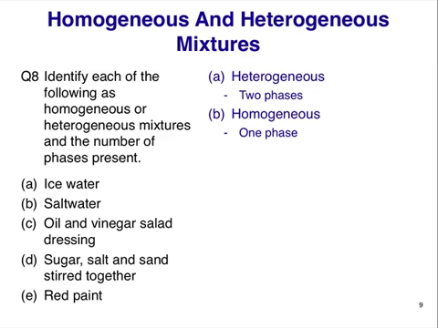Salt water is a homogeneous mixture. It looks the same to the unaided eye all the way through. It has one phase, a substance with a uniform composition throughout.